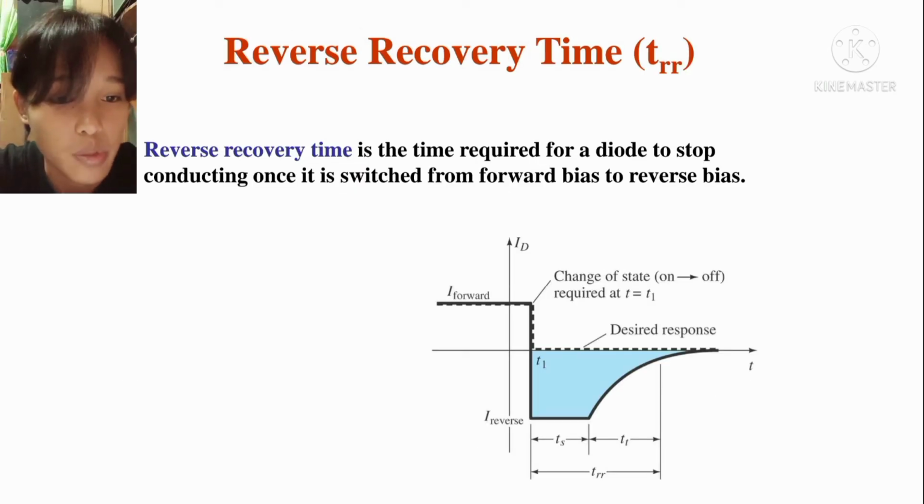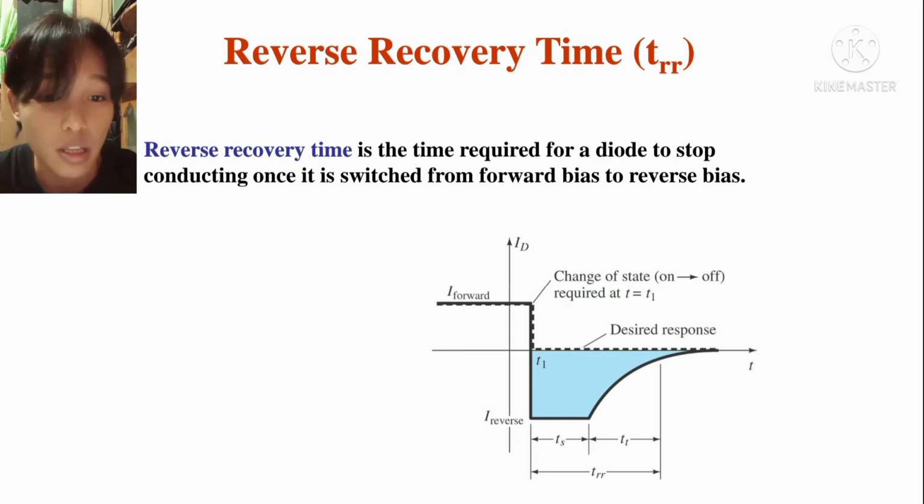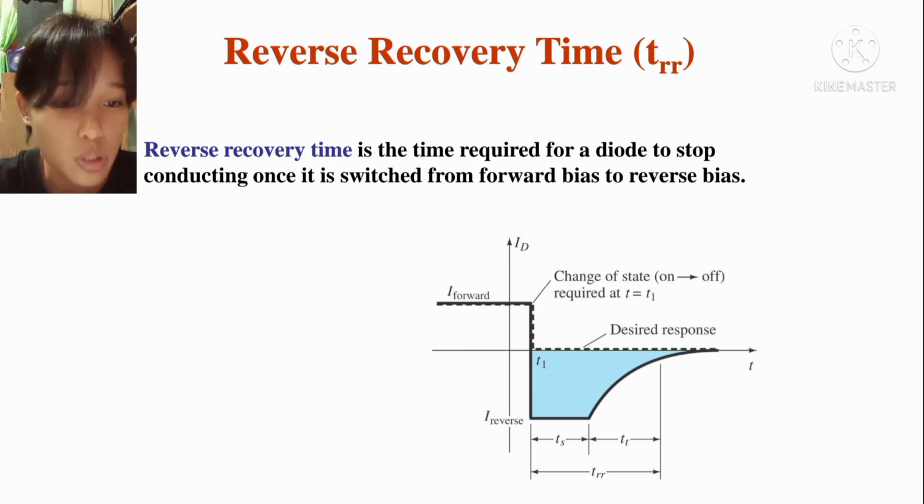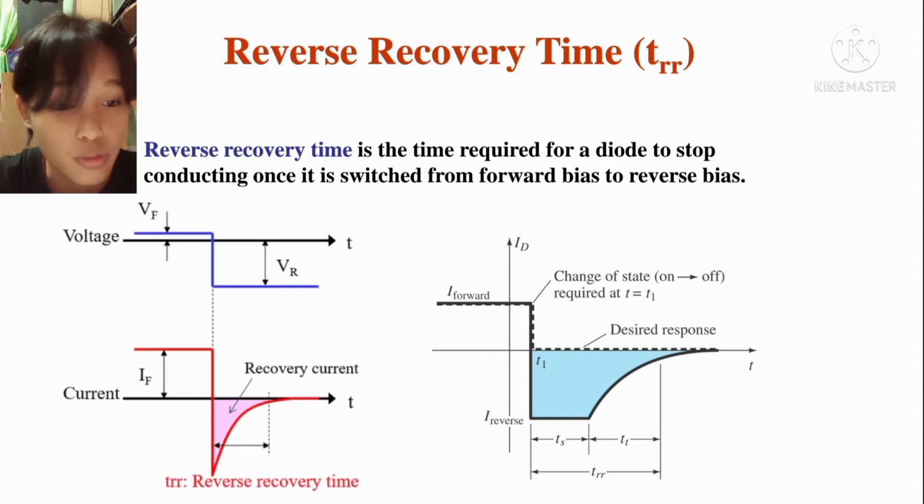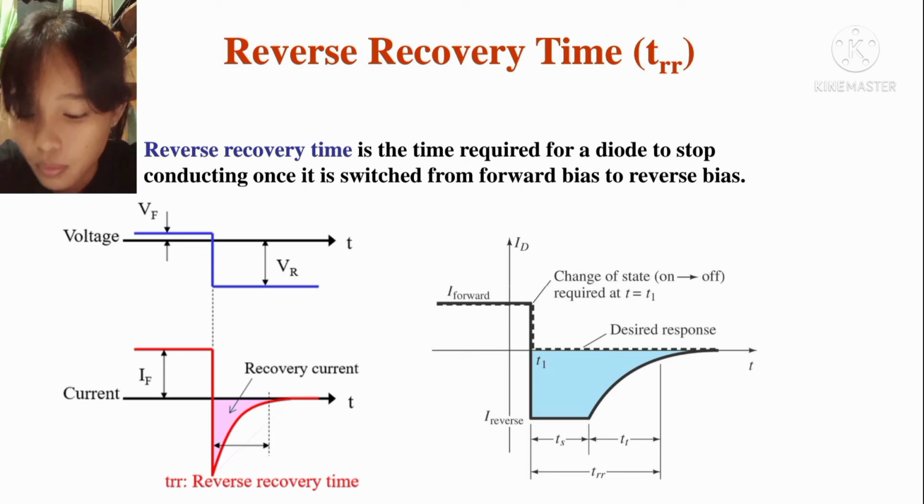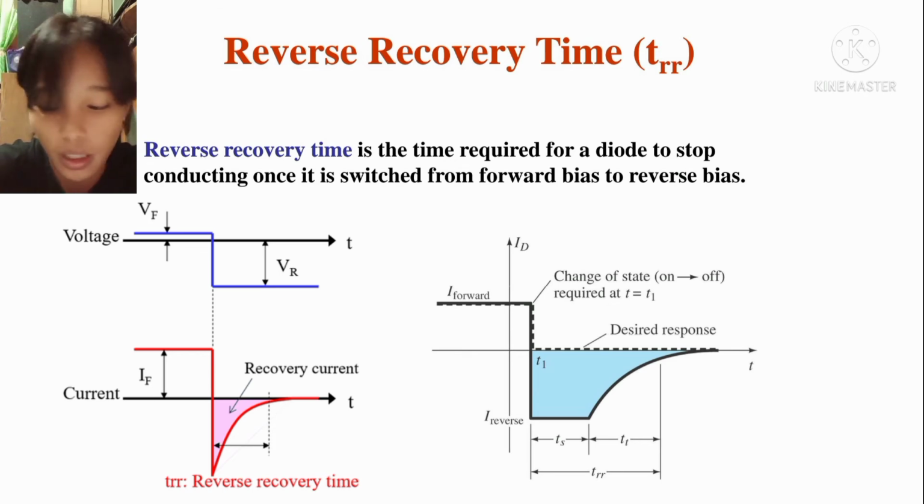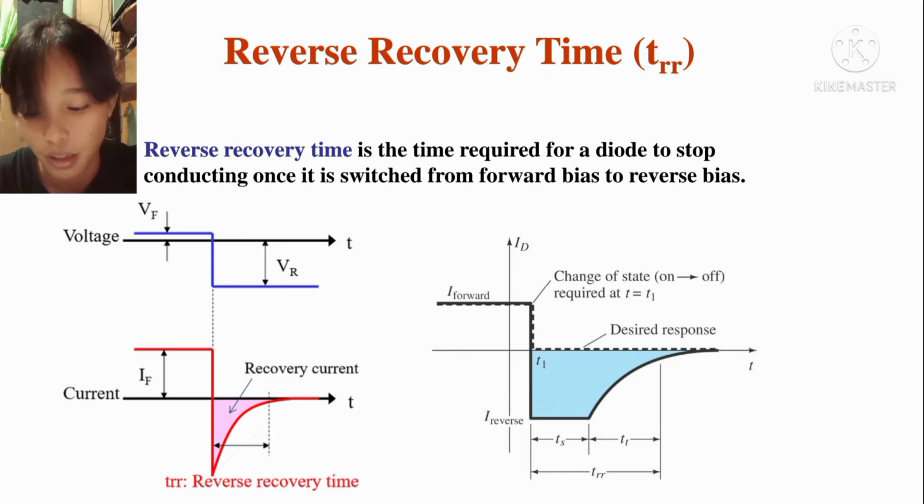Reverse recovery time. This is the time required for the diode to stop conducting once it is switched from forward bias to reverse bias. So dito nangyayari yung on and off. So change of state. Ito nangyayari yung switching from the conducting to the blocking state. So kapag ang voltage applied ay kailangan mag-reverse para makagawa ng reverse bias situation, makikita natin yung instantaneous change from conduction to non-conduction.